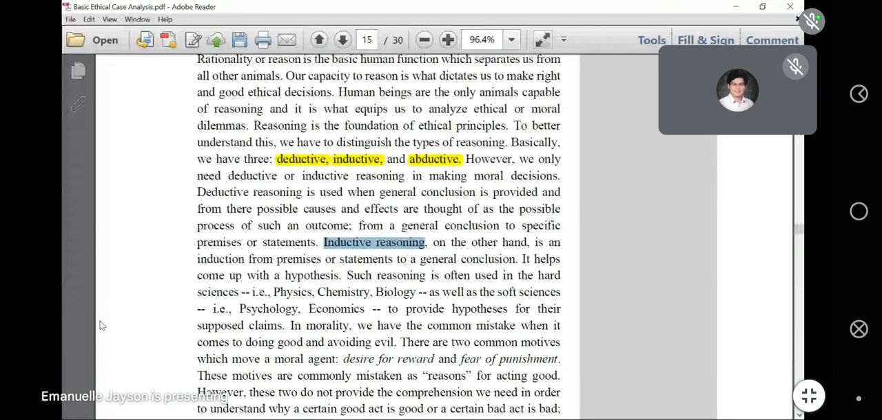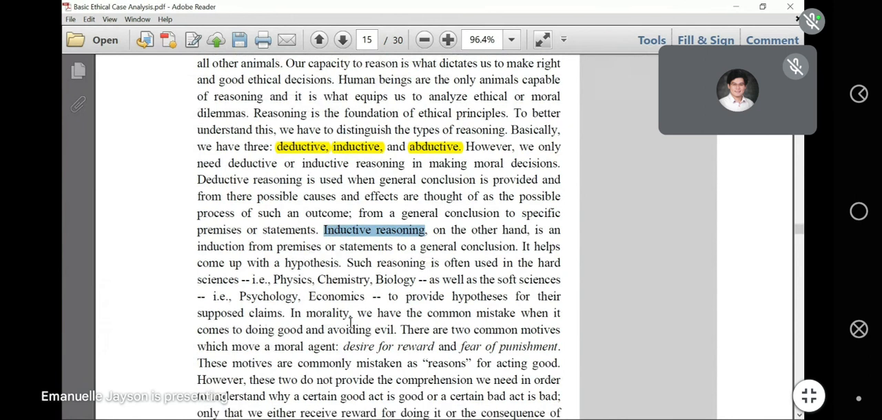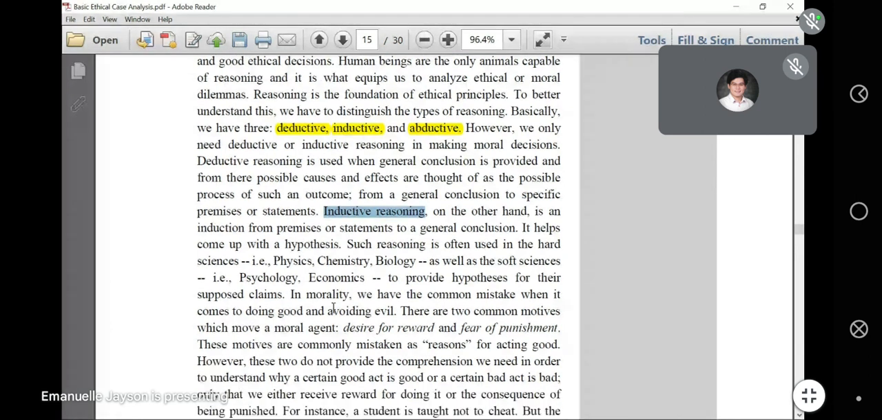Such reasoning is often used in the hard sciences. We have physics, chemistry, biology, as well as the soft sciences, psychology, economics, among others, to provide hypotheses for their supposed claims. In morality, we have the common mistake when it comes to doing good and avoiding evil. So there are two common motives which move a moral agent.